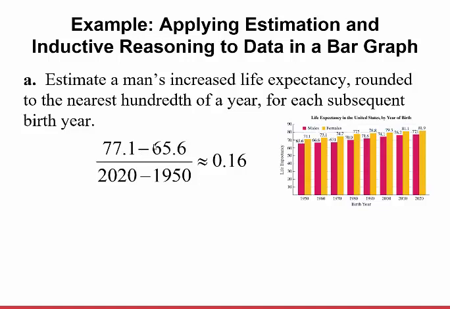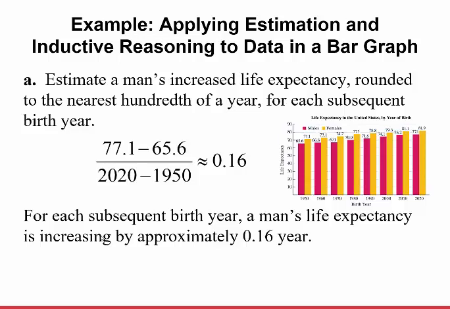But that's just going to give me the total difference. So to find it by year, I'm going to have to divide that by the difference in the years as well. So 2020 minus 1950. Each year since 1950, life expectancy has gone up approximately 0.16 year. So for example, if somebody was born in 1951, a male, their life expectancy is not 65.6 years, but 65.6 plus 0.16 years, because life expectancy is going up each year.